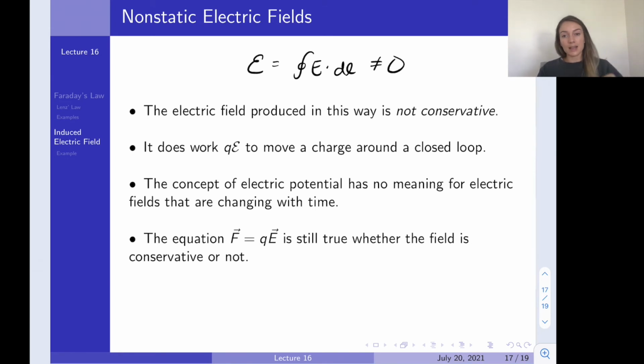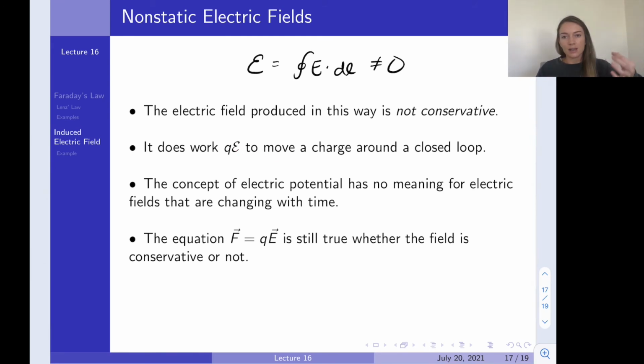Remember, when we first looked at the electrostatic force, we said that the electrostatic force is conservative, but that's not generally the case when you have a non-static electric force or an electric field. So when we're looking at these time-varying and time-dependent fields, our electric field and our electric force is no longer conservative. And our electric field does work Q times E to move a charge around the closed loop.